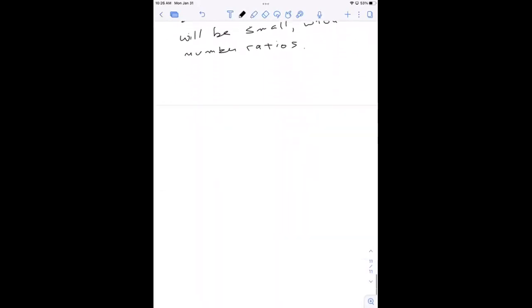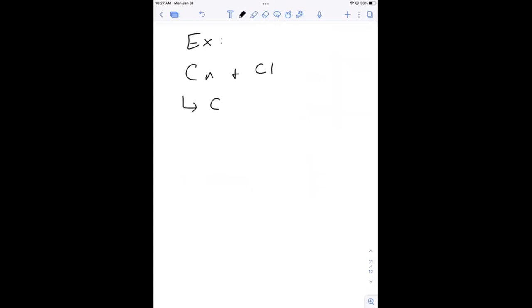So let me show you an example of what it means to be able to make multiple compounds from the same group of elements or the same group of atoms. So let's say we have copper and chlorine. All right. You can combine these in two ways. You can make copper chloride, or you can make copper dichloride. Both of these are totally different compounds.